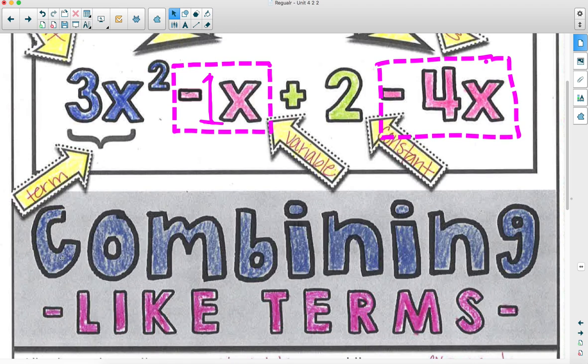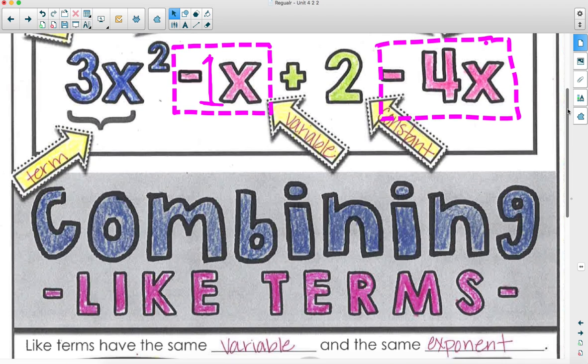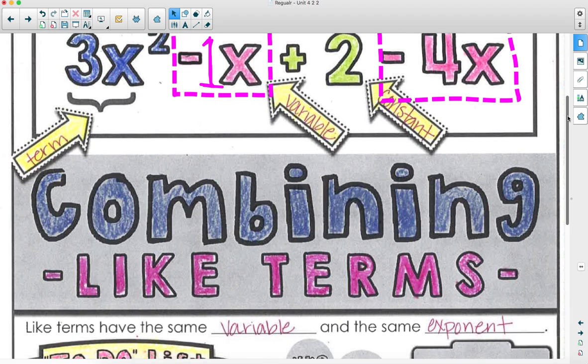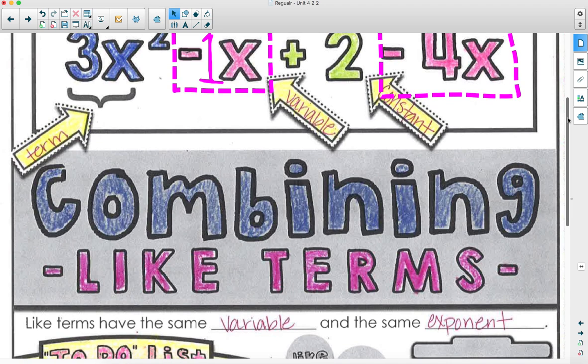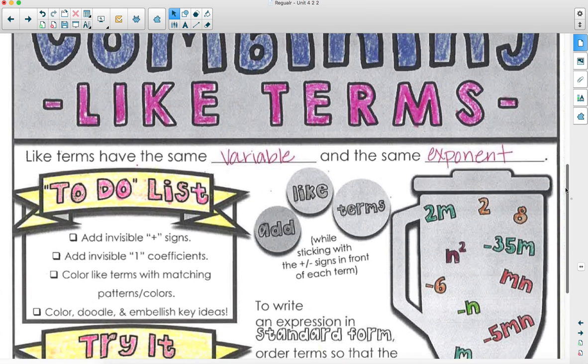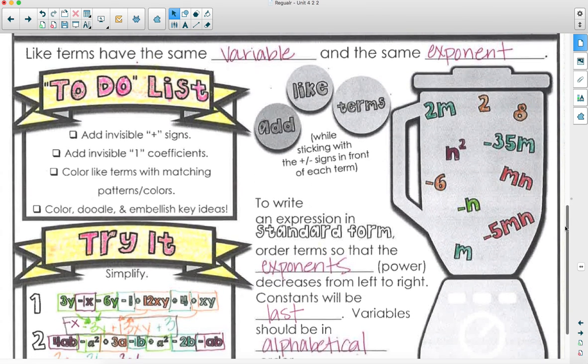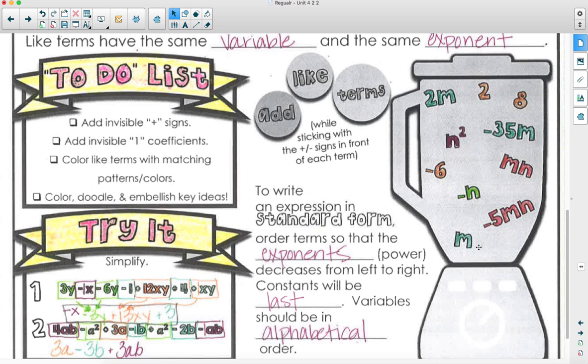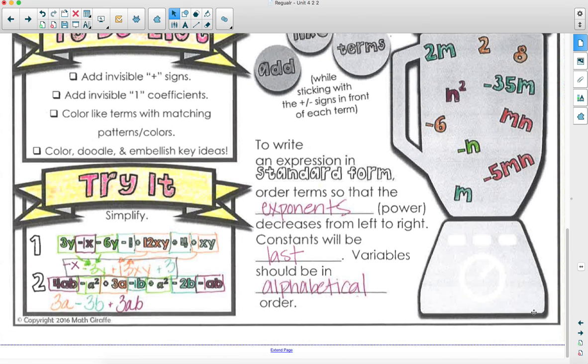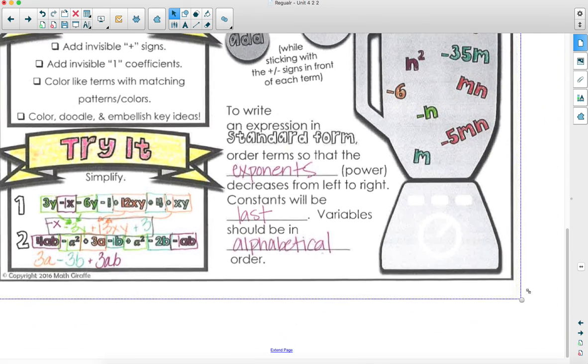So here's my little doodle. Okay, I struggled with it. Again, I'm not a doodler. You can make yours look however you would like, but just be sure that you get these notes done before you leave today. So here are the notes on combining like terms. I'm going to make this just a tiny bit smaller so that way we can see the whole screen at once.